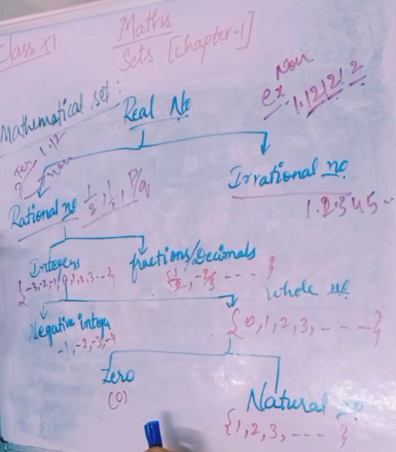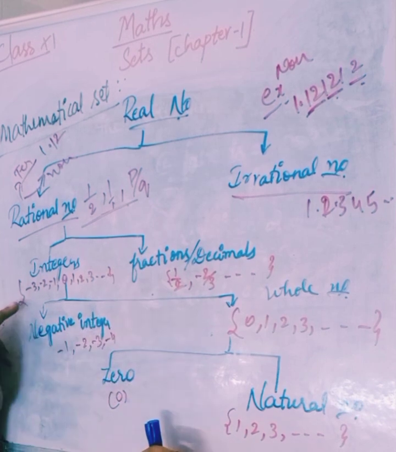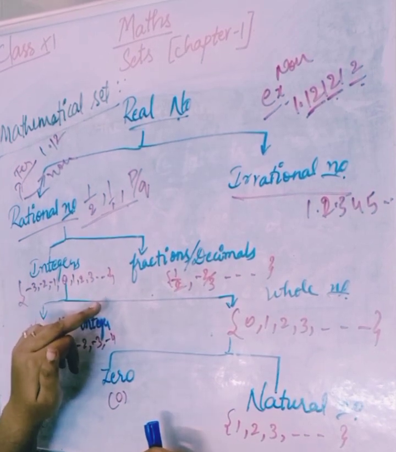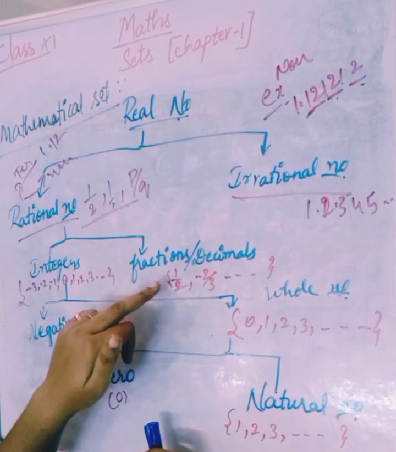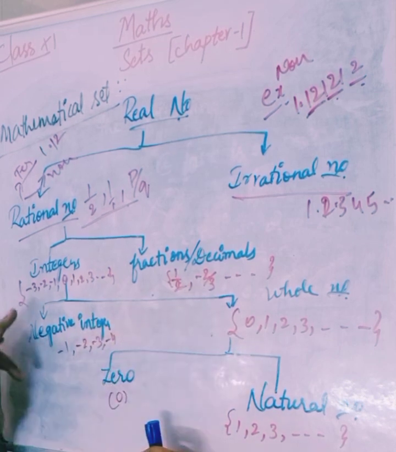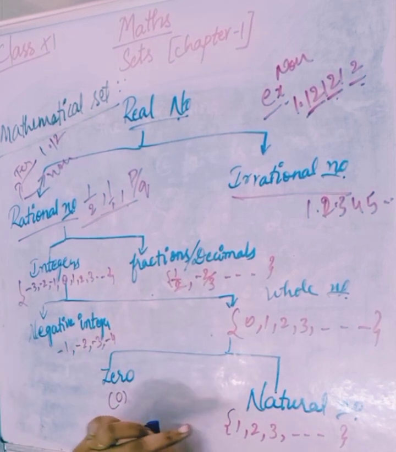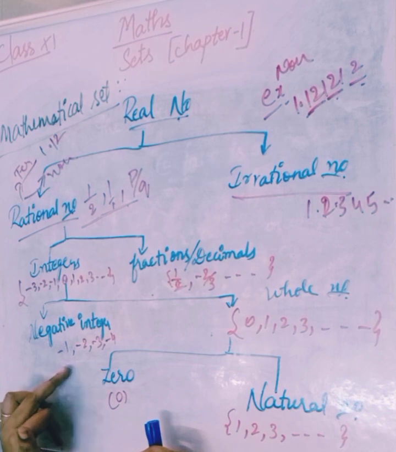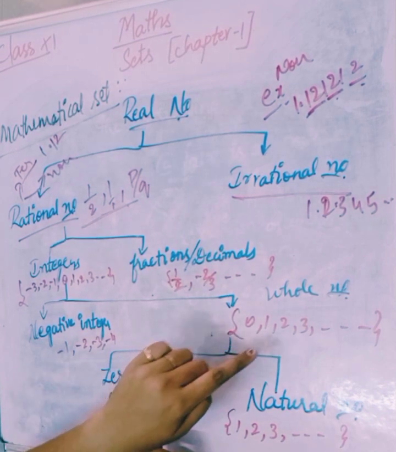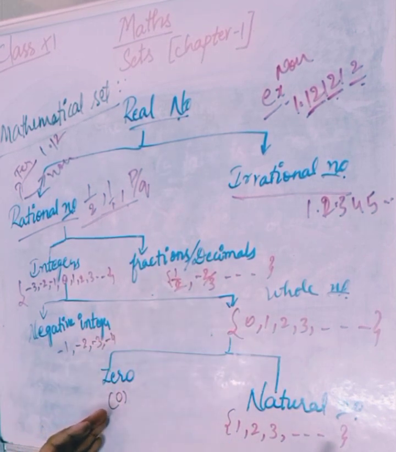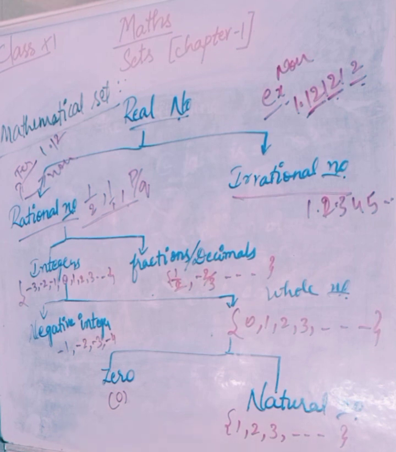Next, in rational numbers we again have two types, integers and fractions. Integers means including negative and positive numbers with 0. Fractions means 1 by 2, 2 by 3, like that. In integers we have two types, whole numbers and negative numbers. Whole numbers means 0 will be there. In whole numbers we have two types, 0 and natural numbers. Natural numbers means leaving 0.